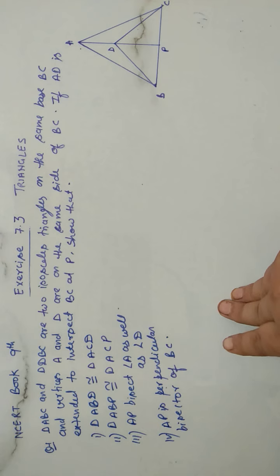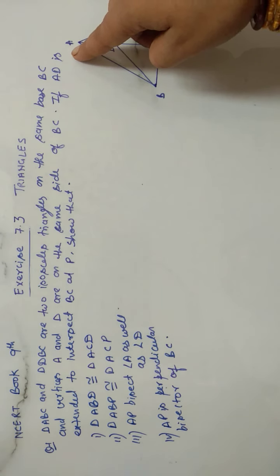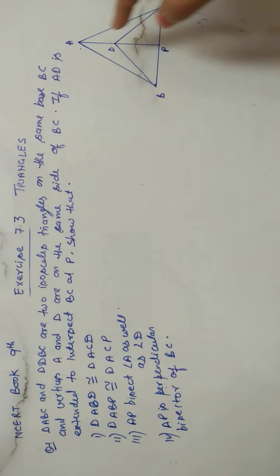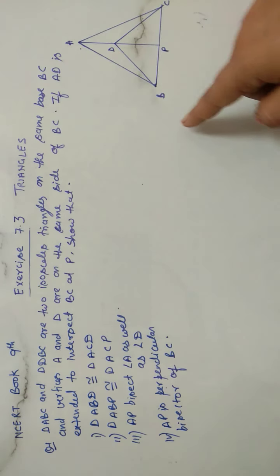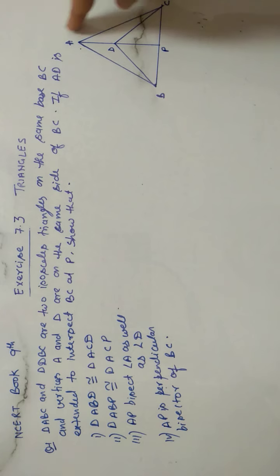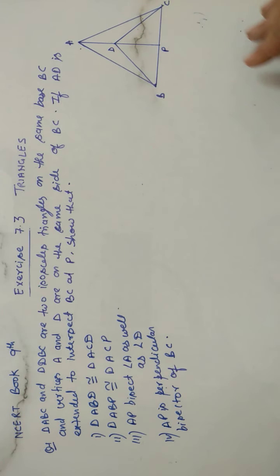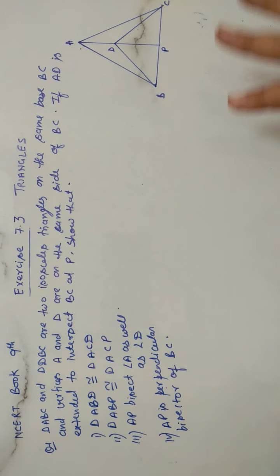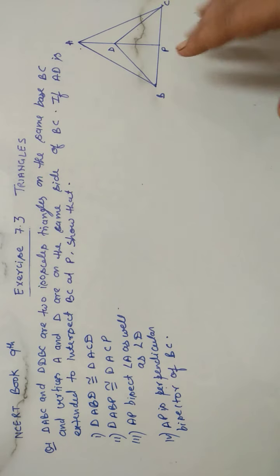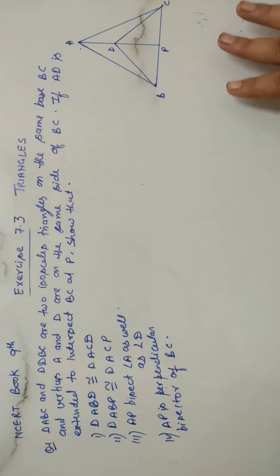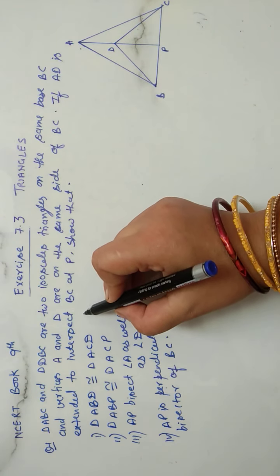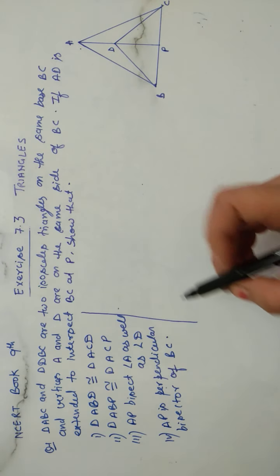Now, these things we have to prove. First, triangle ABD is congruent to triangle ACD. Second, ABP is congruent to ACP. Third, this line AP bisects angle A as well as angle D. And fourth, AP is the perpendicular bisector of BC. These four things we need to prove.